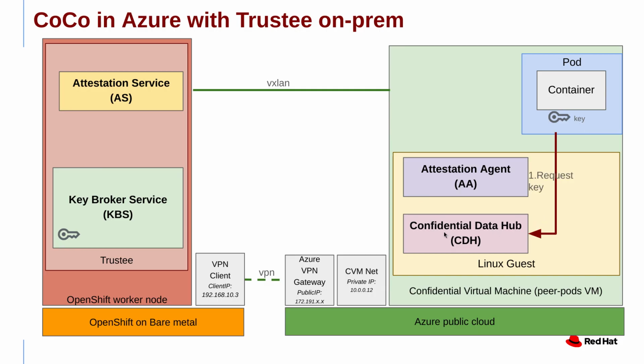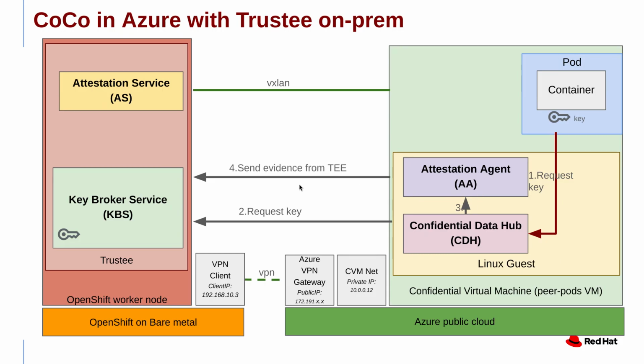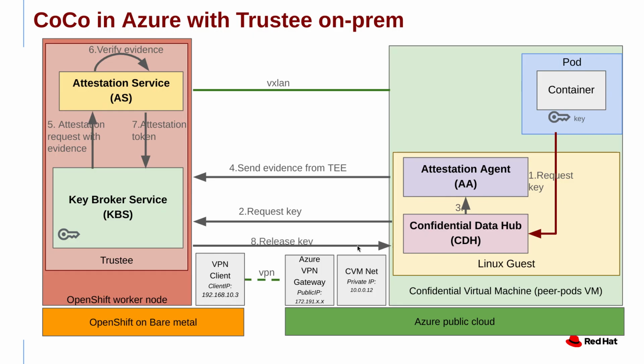The container requests the key to the CDH, and the CDH requests the key to the trusted KBS. However, the KBS will only release this key after it gets the TEE attestation token. So the attestation agent sends the evidence from this TEE to the KBS, and the KBS sends the attestation request with the evidence to the attestation service. After the attestation service verifies the evidence, it will send the attestation token to the KBS. Now the KBS gets the attestation token, and it will release the key to the CDH. Now the container could get this key, and the encrypted web application file could be decrypted successfully and could serve.